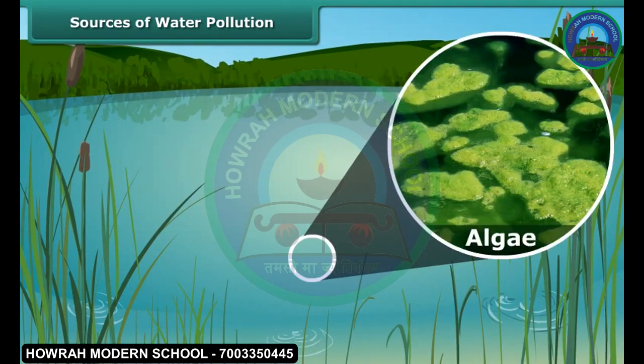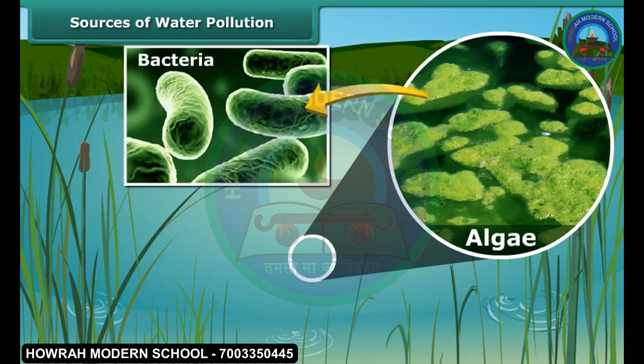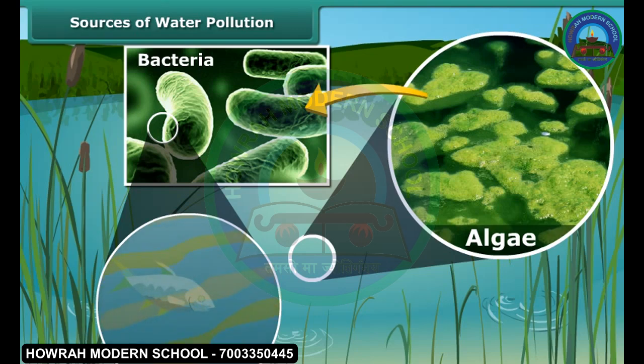When these algae die, they serve as food for the decomposers like bacteria. Bacteria use up most of the oxygen in the water, and as a result, the fish and other aquatic animals die due to lack of oxygen.